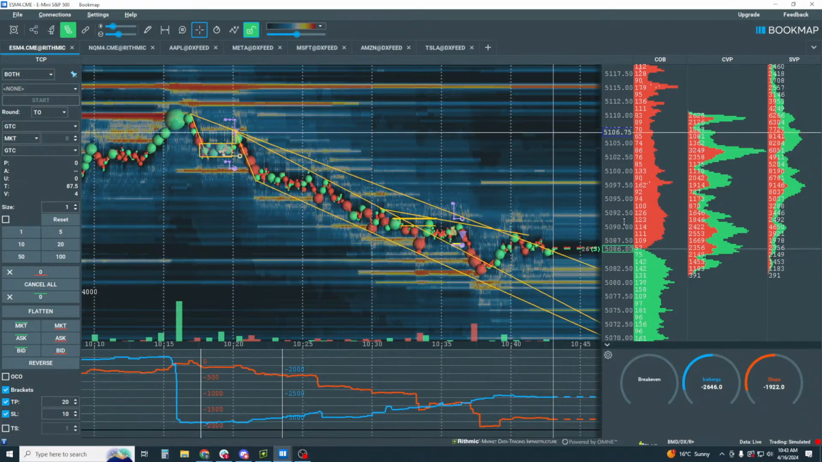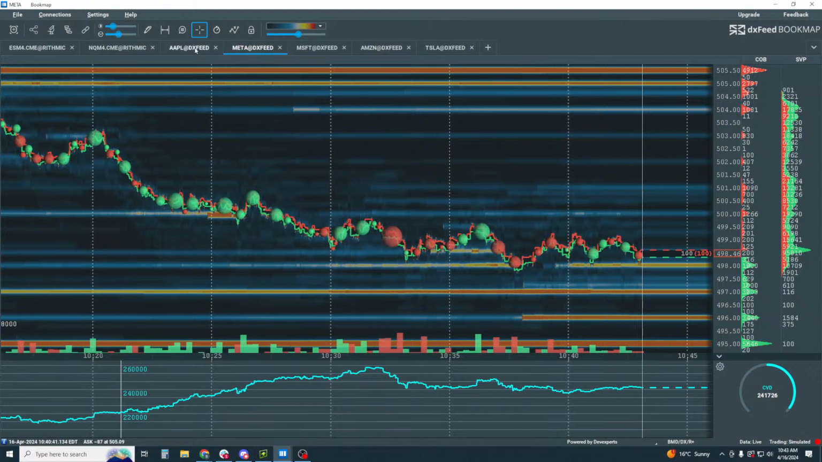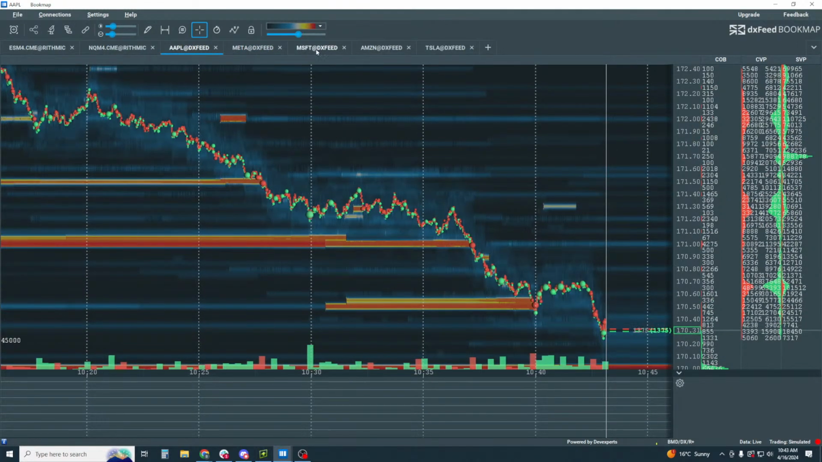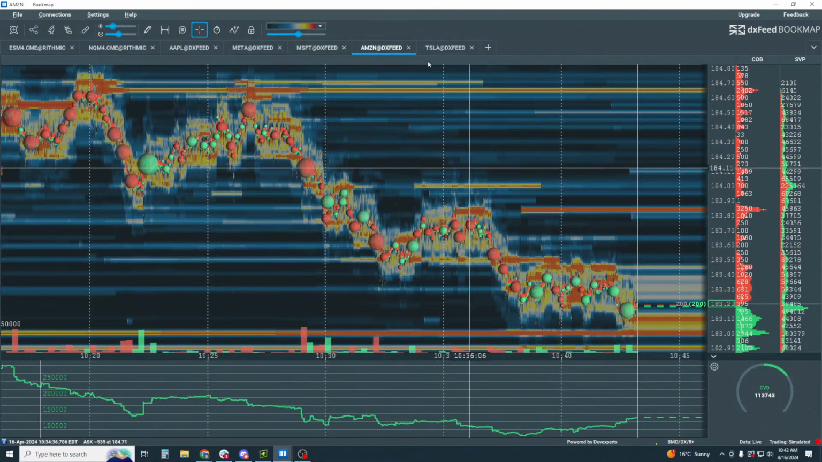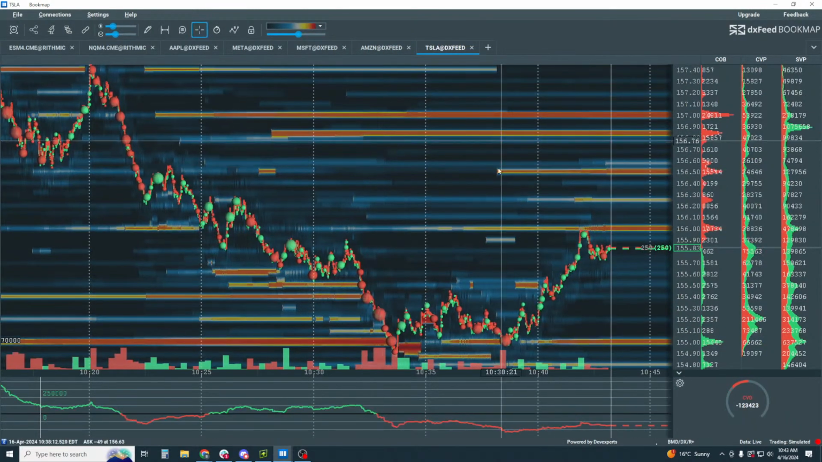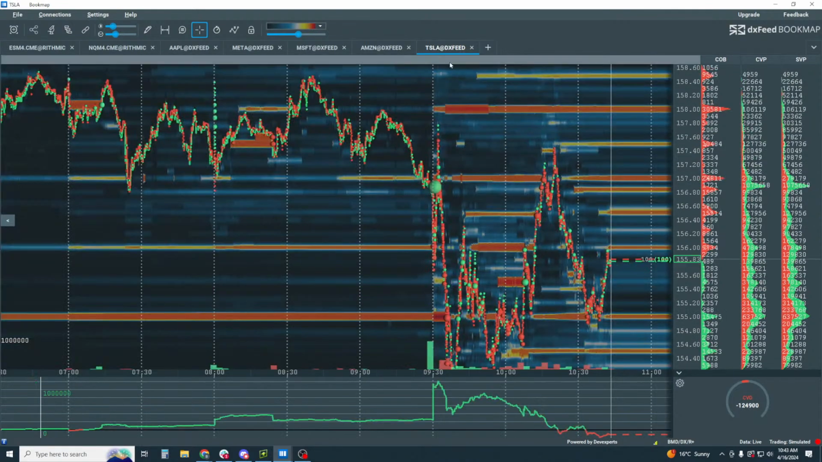All right, you want to look at some stocks? Yeah, sure. I've got Meta, Apple, Microsoft, and Amazon here as well, and Tesla. Tesla's starting to kind of turn around a little bit, as you can see. Let's just zoom out on all of these here.